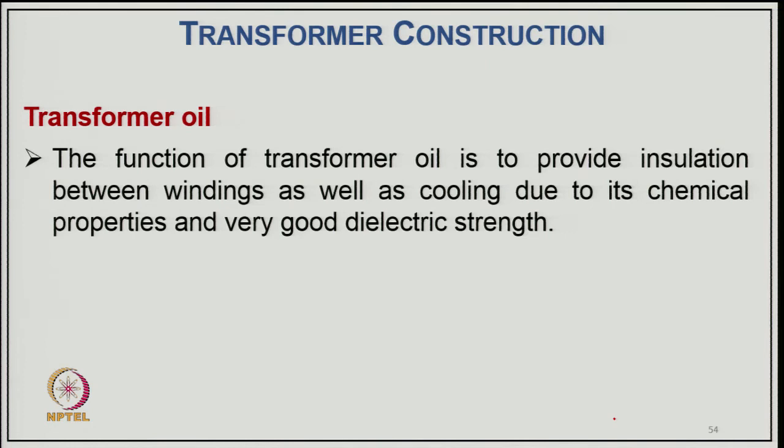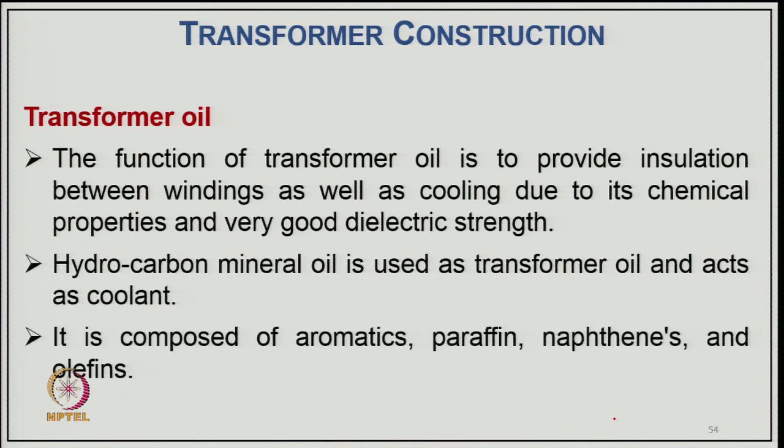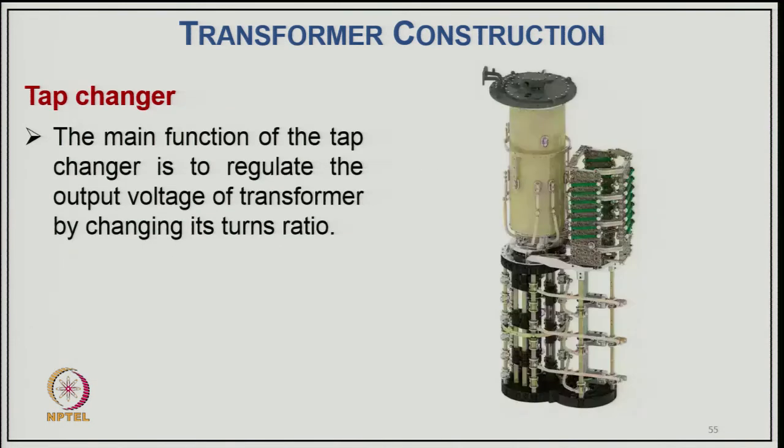And of course, transformer oil. The function of transformer oil is to provide the insulation between windings as well as cooling, due to its chemical properties as well as very good dielectric strength, and hydrocarbon mineral oil is used as a transformer oil as it acts as a coolant, and it is composed of aromatics, paraffin, naphthalene and olefins.